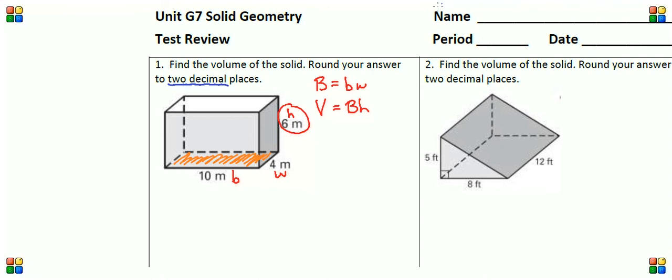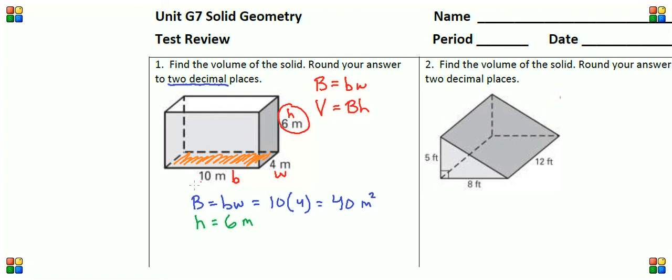Let's go ahead and work through the problem then. We've got area of the base equals lowercase b times lowercase w, which is 10 times 4, which is 40. And remember, our units of measure for area is squared units, so in this case 40 meters squared. Next thing we're going to identify is our height, and we saw from our labeling of the diagram that the height of this rectangular prism is 6 meters.